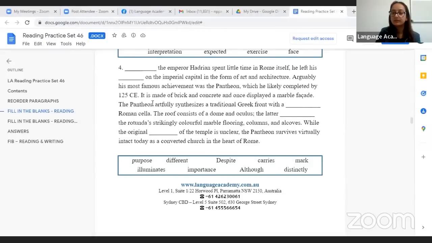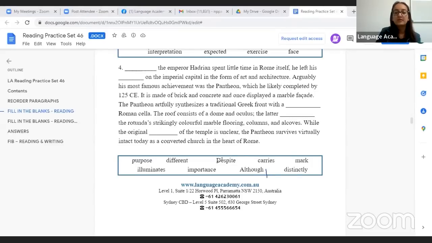Okay, should be done. Very well done. No, not the third one is not correct. But I think we haven't discussed that yet. The emperor spent little time in Rome itself. He left his dash on the imperial capital in the form of art and architecture. So all of you have selected it correct.